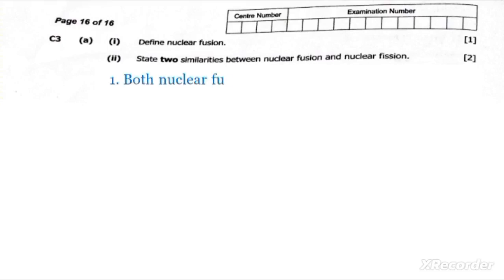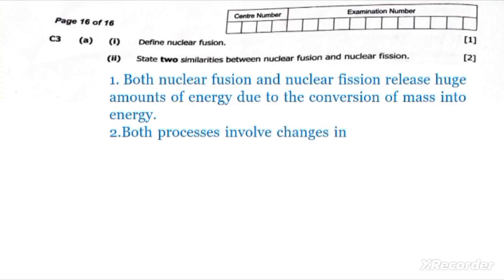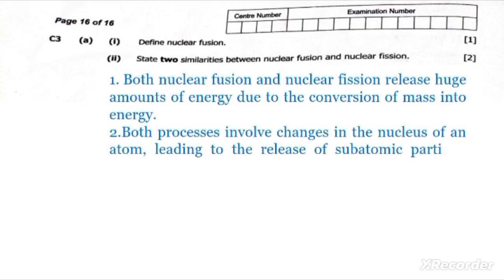Two similarities. Both nuclear fusion and nuclear fission release a huge amount of energy due to the conversion of mass into energy. Both processes involve changes in the nucleus of an atom, leading to the release of subatomic particles such as neutrons. Okay, so these are two similarities between nuclear fusion and nuclear fission.